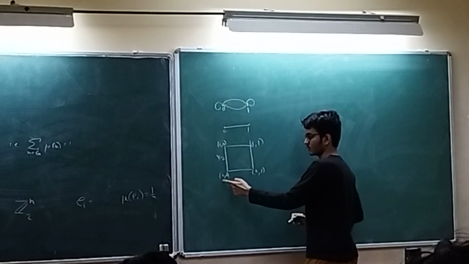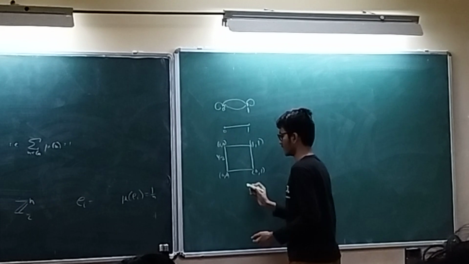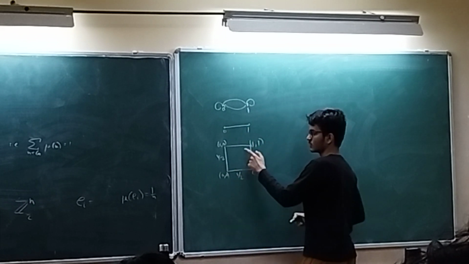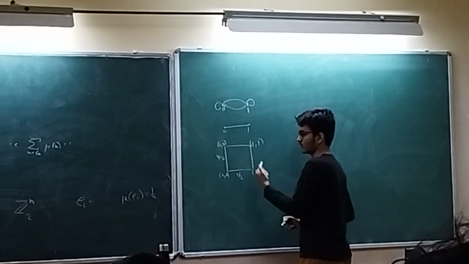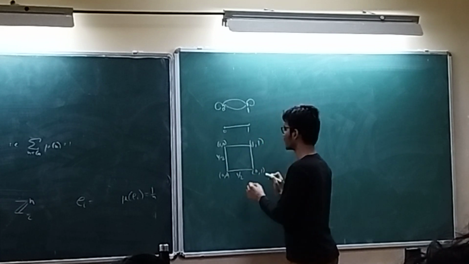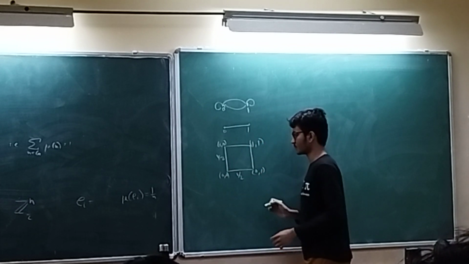What is the probability I will move from 0,0 to 0,1? Half again. And what is the probability I will move from 0,0 to 1,1? Nothing, 0. That's right, no edge. So I put an edge wherever I can go.